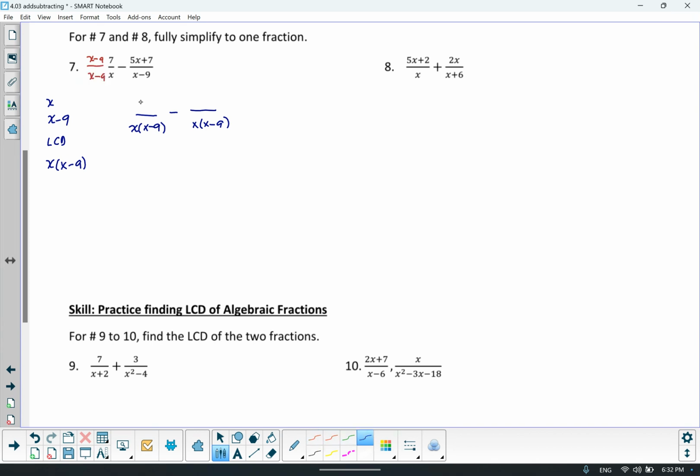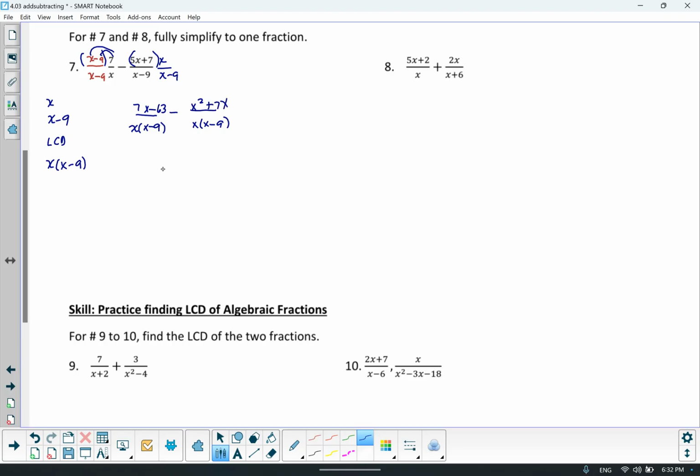And when I do that, I can then distribute the 7 to both terms. For the first fraction, I get 7x minus 63. Now for the second fraction, it's missing an x to make the denominator equal to x times x minus 9. And when I multiply the numerator out, I get x times 5x, or x squared, plus 7x.